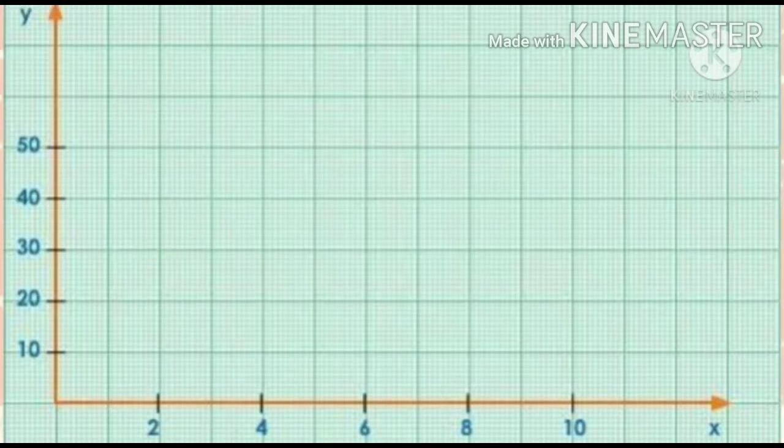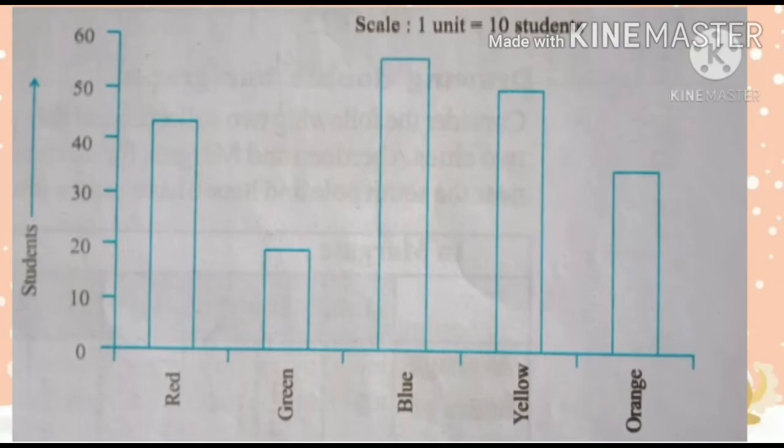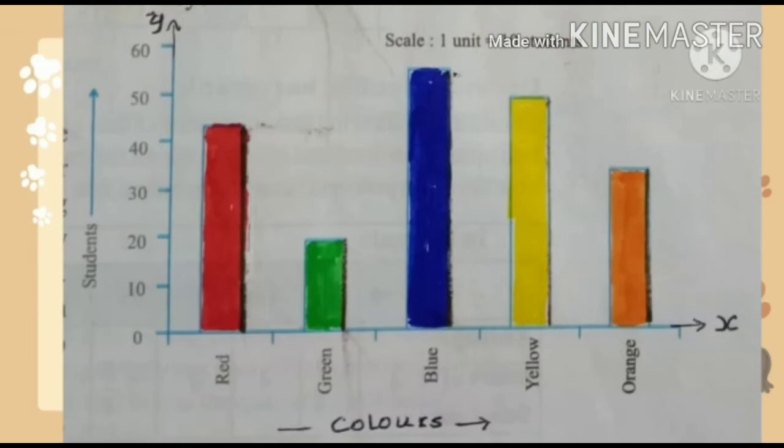And remember to use equal divisions along the axis. Choose a suitable scale. On X-axis, mark the colors at equal gap. On Y-axis, mark 1 unit is equal to 10 students. Now draw the bars. Extend the base you have marked on the bottom axis and draw the bars vertically and include a title for the bar graph.